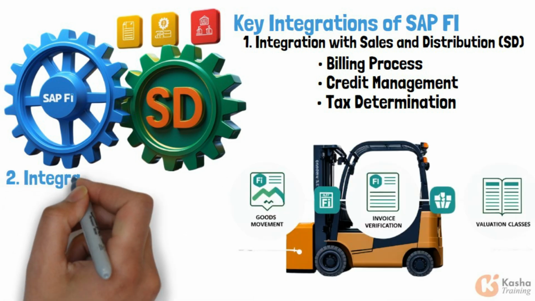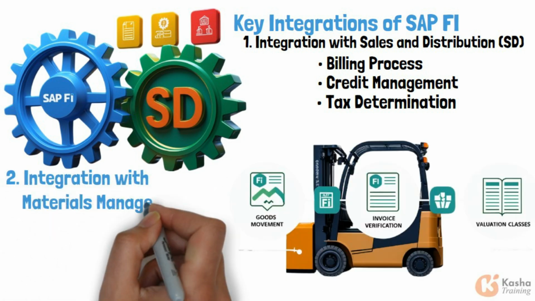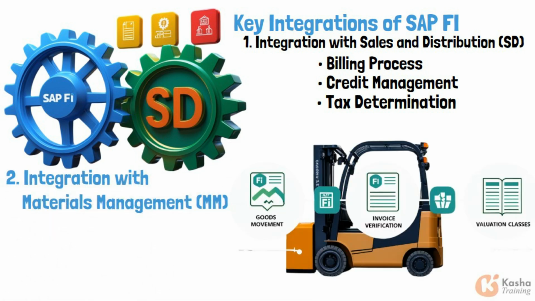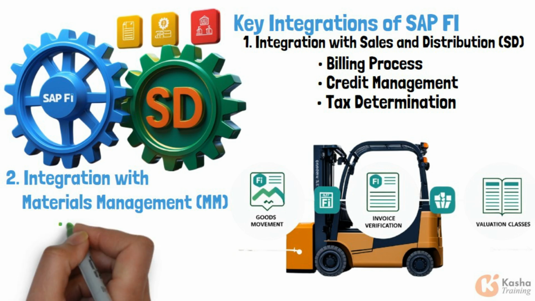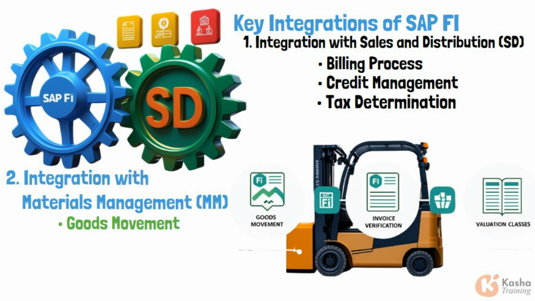2. Integration with Materials Management (MM). SAP FI also integrates closely with MM, which manages inventory and procurement processes. Goods movement: whenever goods are received or shipped, corresponding financial entries are made in FI. This ensures that inventory values are accurately reflected in financial statements.